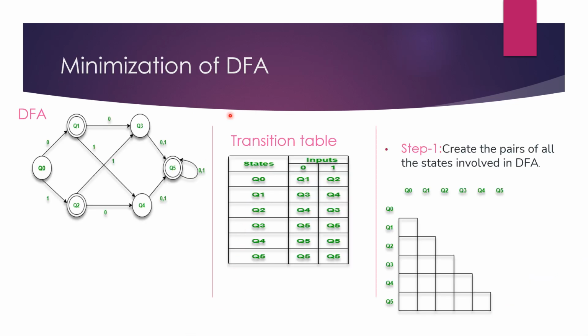This is an example DFA, and this is the DFA diagram, and this is the transition table for the given DFA. So let us come to the minimization of DFA method. The first step says to create pairs of all the states involved in the DFA. Here we have drawn the table for the pairs, and we divide the table into two equal halves, and we will use only half of the table.